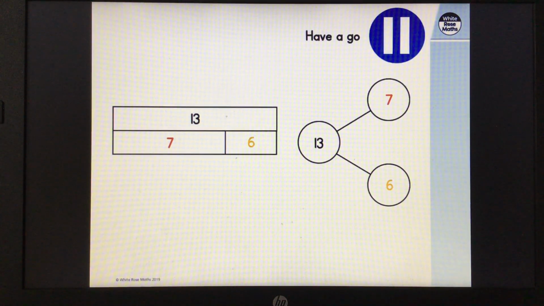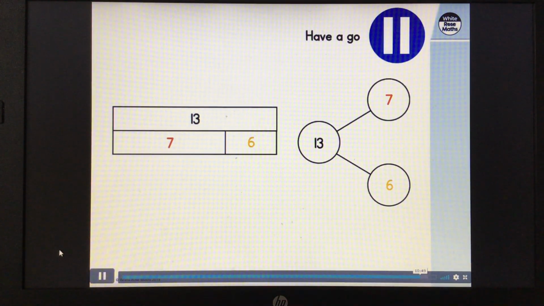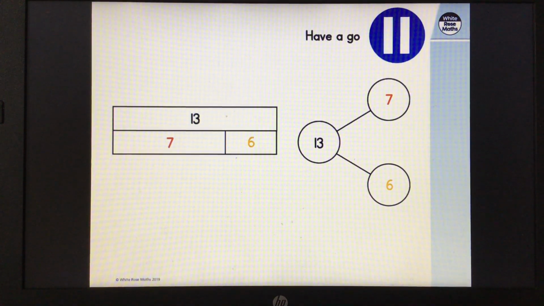Can you pause the video here and have a go at writing the 8 calculations in this fact family? Good luck. Brilliant. Did really well. Here are the answers.